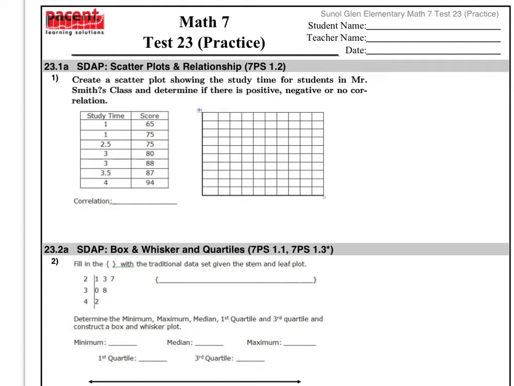So let's first create our scatter plots. Well, if you remember when we talked especially about science fair graphs and you were looking at data charts, the column on the left is always our x-axis, and the column on our right is always the y-axis. So that means study time is the label that's going to go down here on your x-axis. And then that means that score is what's going to go up here on your y-axis. So now we have to make sure that we plot these points correctly.